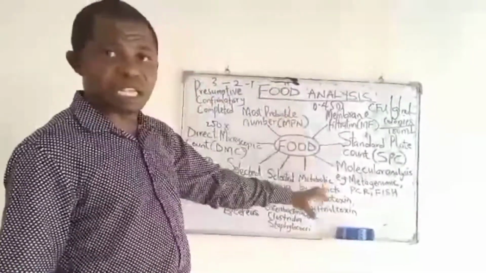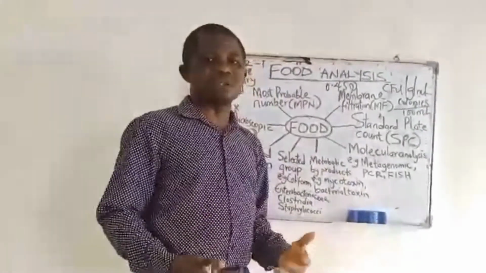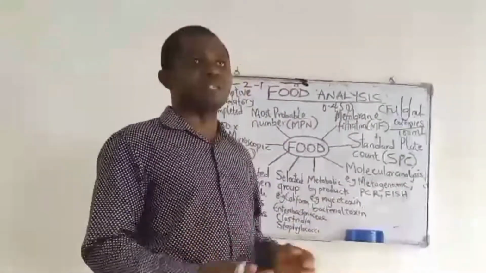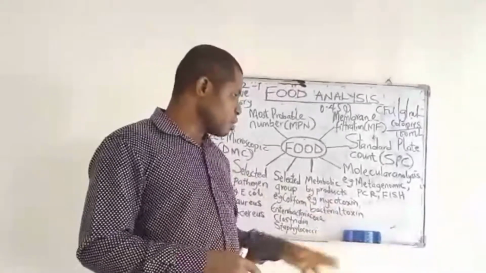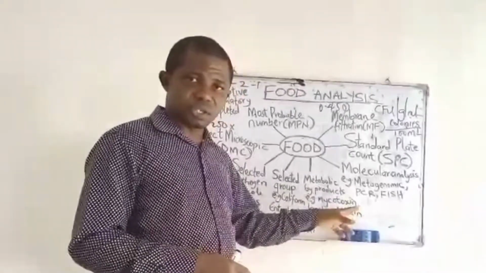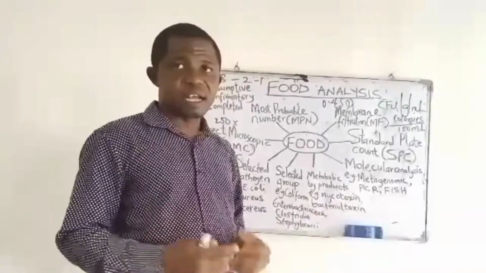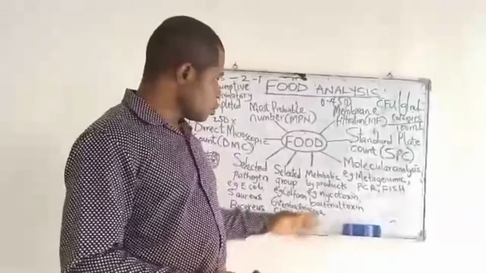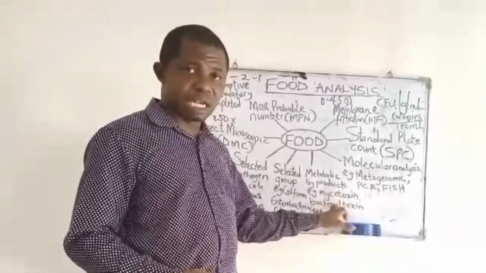The next step is the metabolic byproducts. Once microorganisms carry out metabolism, they have end products. One of the end products is toxins. These toxins mostly can come from bacteria, fungi, and algae. The ones that come from fungi are mycotoxins. The ones that come from bacteria are bacterial toxins.